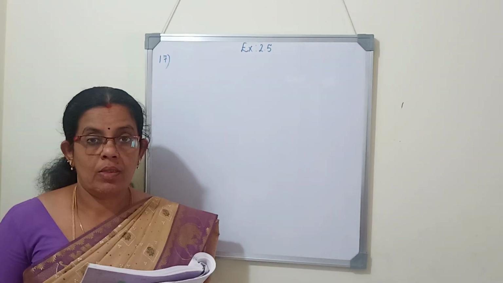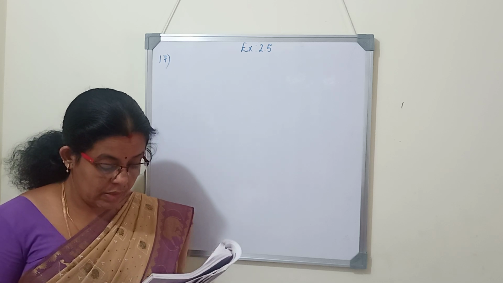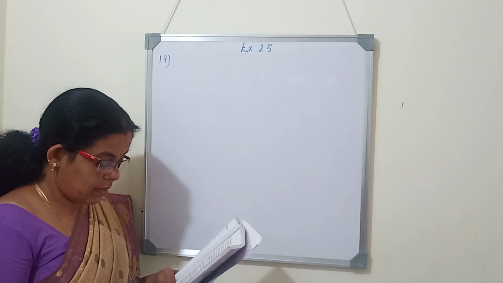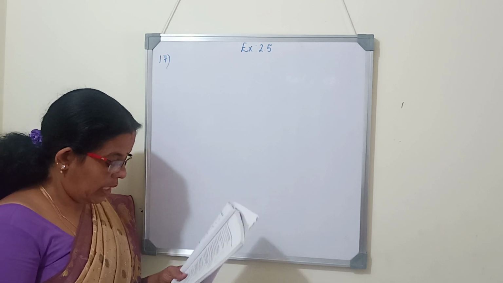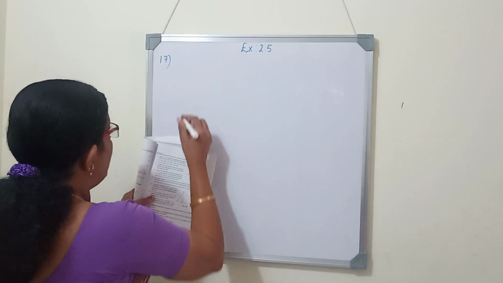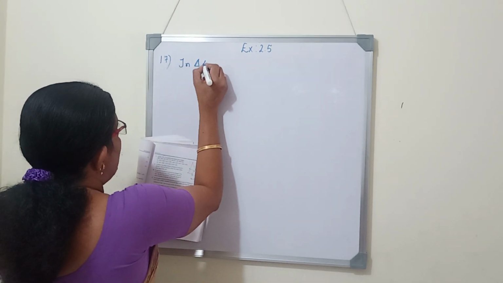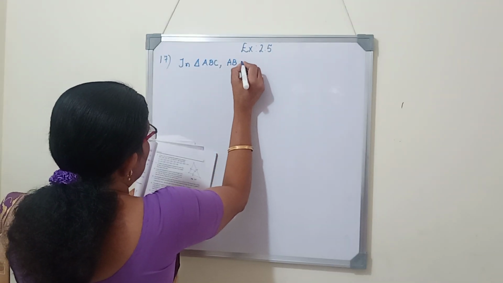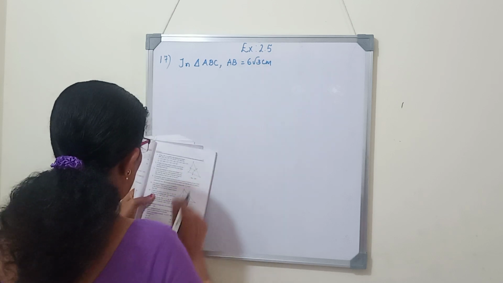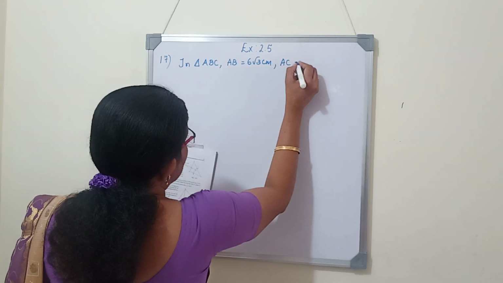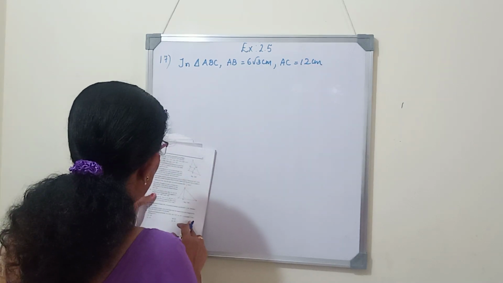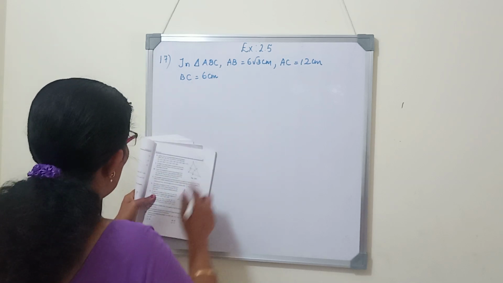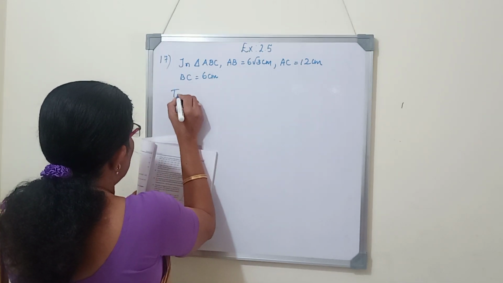Next question. Tick the correct answer and justify. In triangle ABC, AB is 6 root 3, AC is 12 and BC is 6 cm. Then angle B is... They have given you 4 options. So we'll see that. In triangle ABC, it is given that AB is 6 root 3 cm, AC is 12 cm, and BC is 6 cm. We have to find what is angle B.